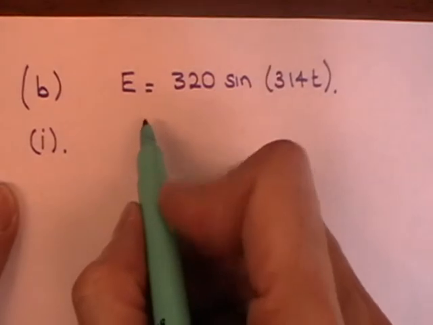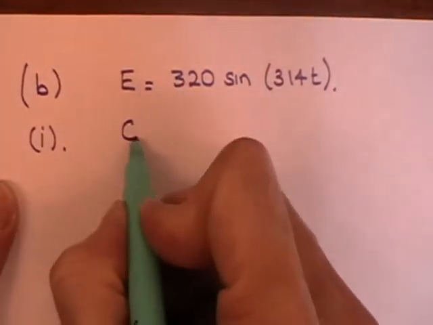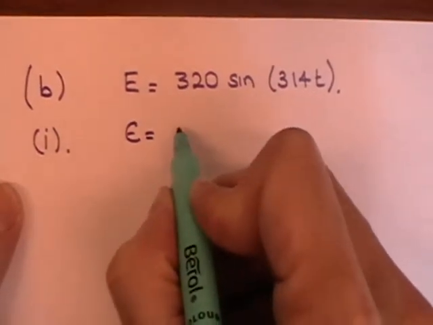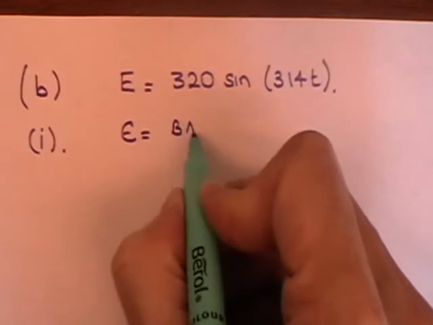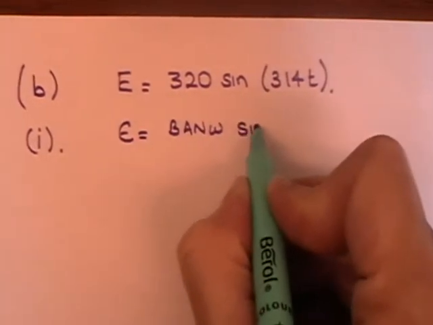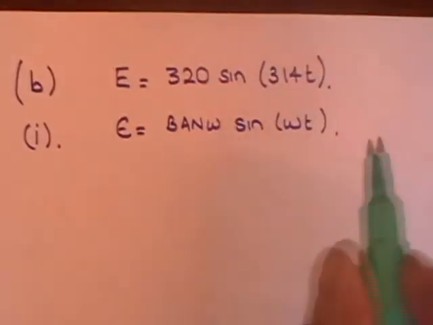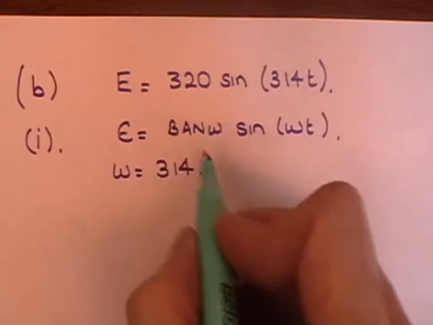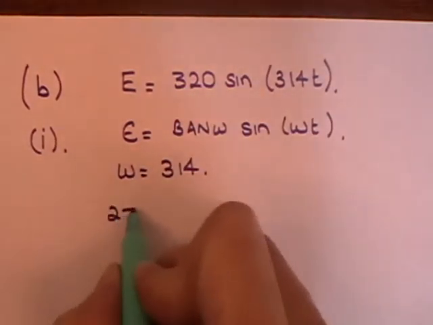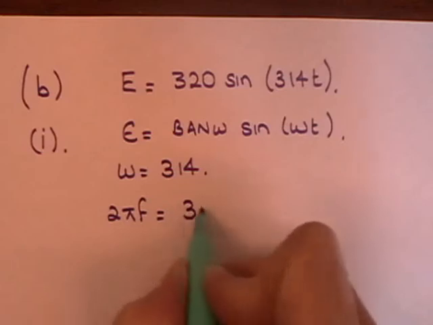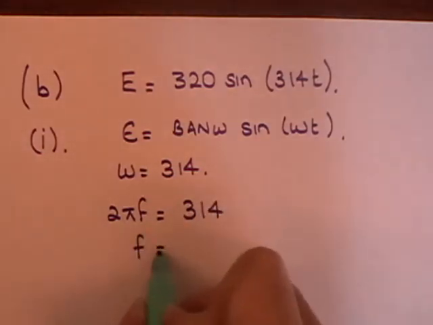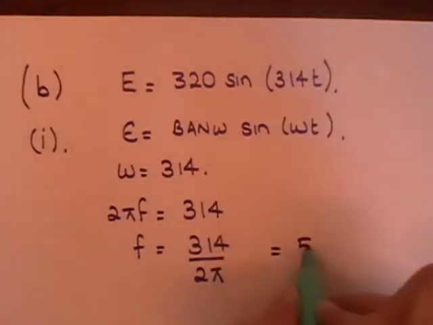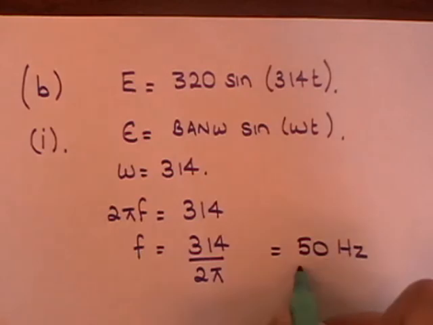Now we know from that equation, the normal equation is E is equal to BAN omega, which is obviously that first bit, and then the sine of omega t. And therefore omega from that equation must be 314. So omega is equal to 2 pi f. So 2 pi f is equal to 314. And when you work that out, 314 divided by 2 pi gives you 50 hertz. And that's your answer for part 1.